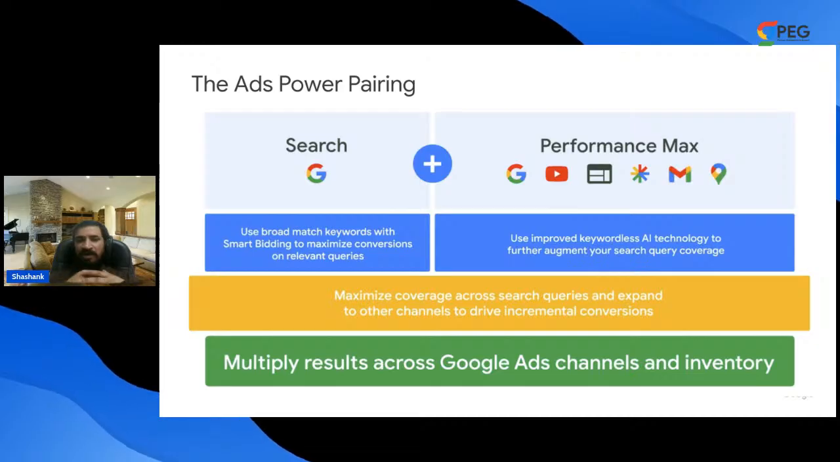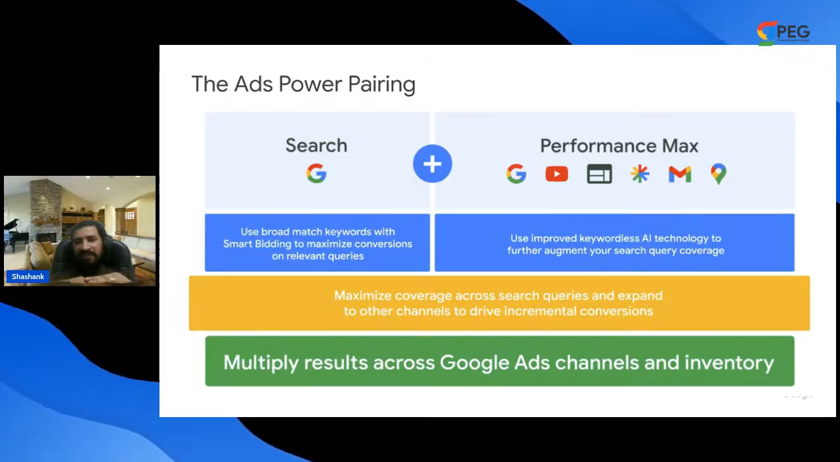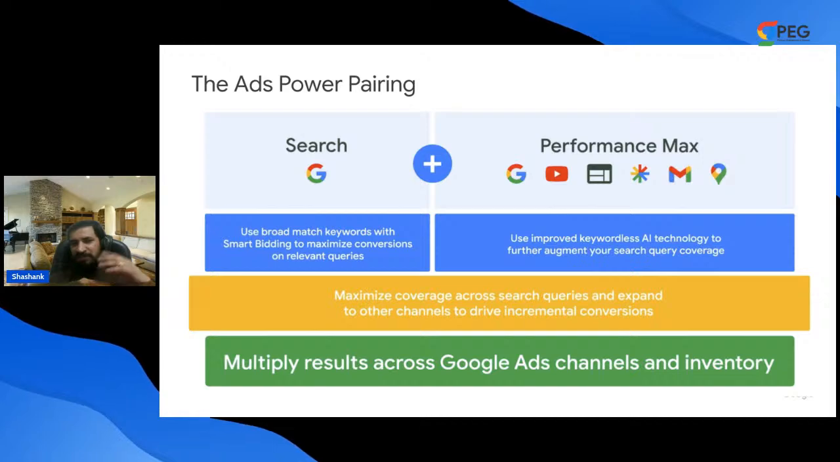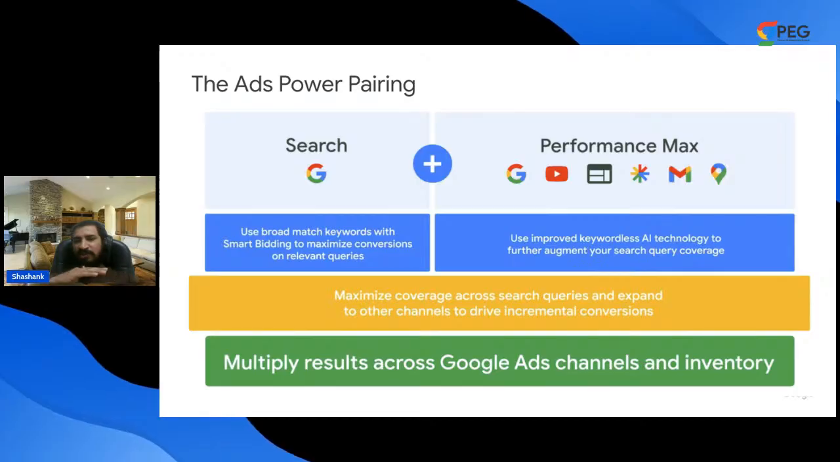Now we'll talk about the ads power pairing. So what is ads power pairing? Whenever you have a search campaign in place and users are searching for any of your keywords, your ads might get triggered. But if those users are available on other network types, they might not come across your ads because you're targeting only search. So you can always use a combination of Google search and Performance Max to cover all inventories.